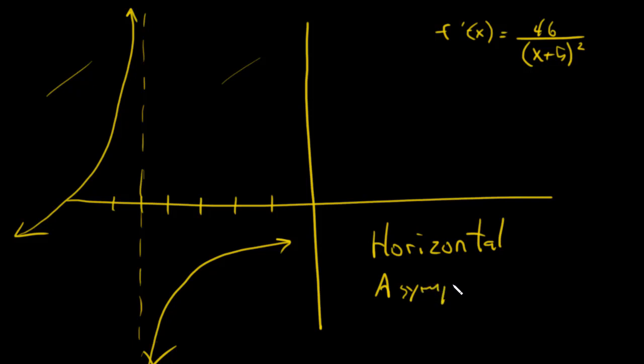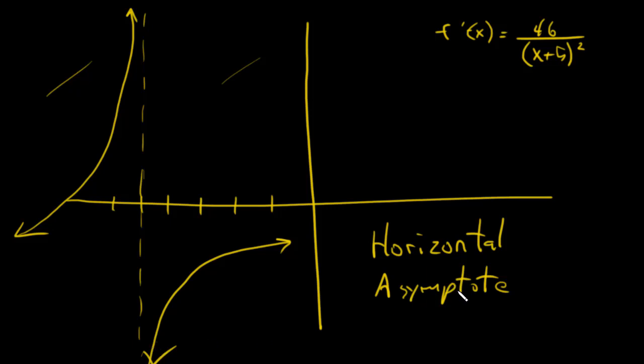And what is a horizontal asymptote? Well, it's kind of neat. Let's think about what a vertical asymptote is. A vertical asymptote, as my x value approaches it, the y value gets large without bound. It heads up to positive infinity, heads down to negative infinity, right?